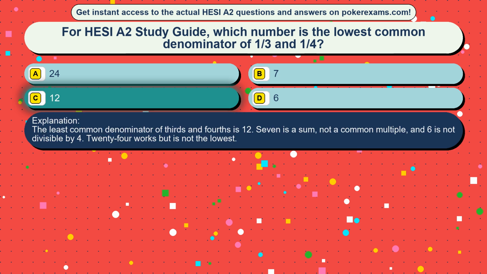The least common denominator of thirds and fourths is 12. 7 is a sum, not a common multiple, and 6 is not divisible by 4. 24 works but is not the lowest.